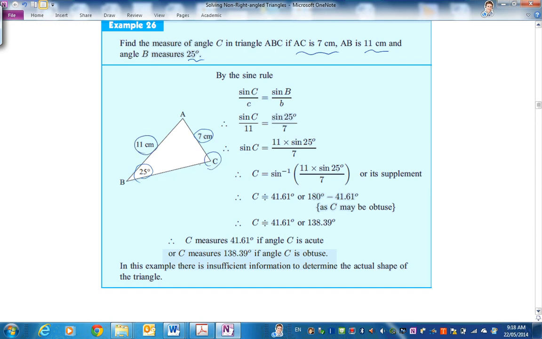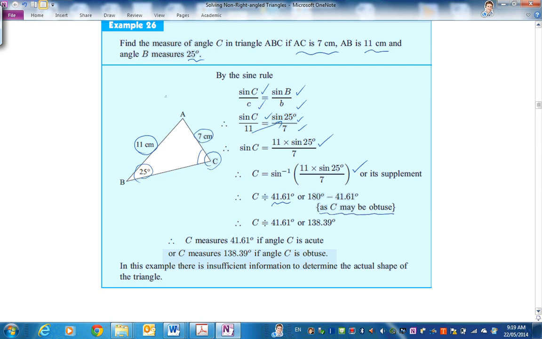So we're going to use that angle and that one. Now, the sine of the angle over the side opposite is the same for each of them. We use it this way up so we can just multiply across. Multiplying across, then putting it on the calculator as I did before, you get approximately, because you rounded it off, 41.61, 2 decimal places. But you don't know, C may be obtuse.